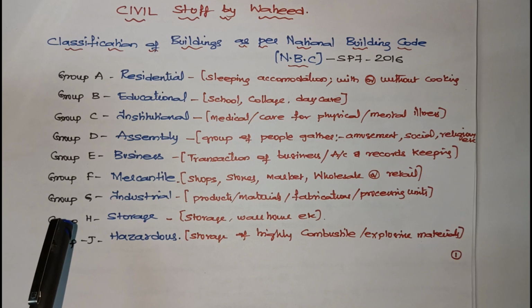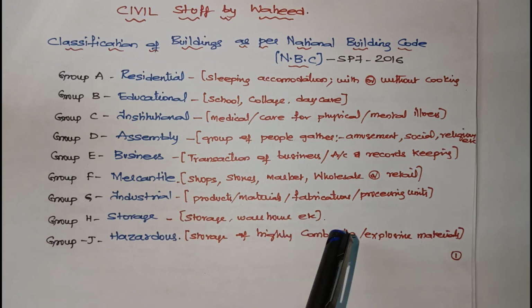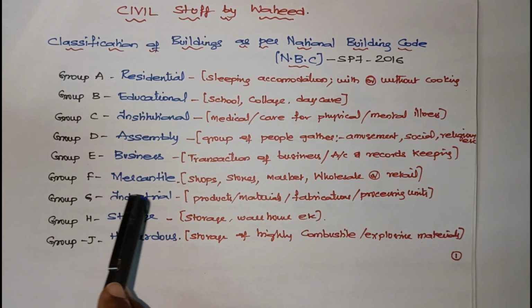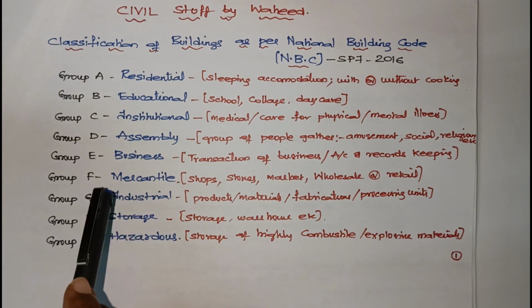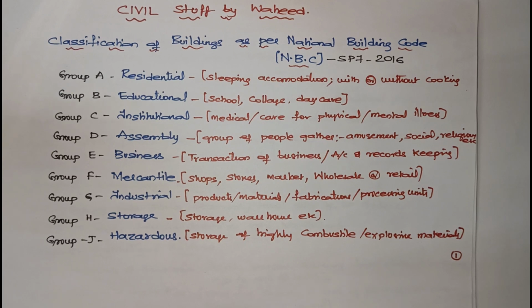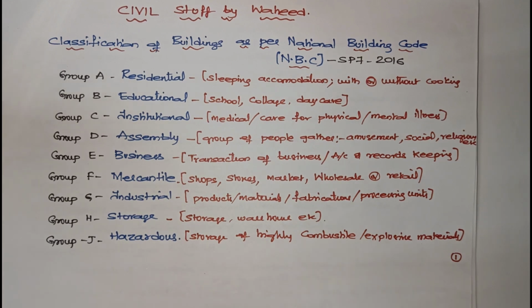And coming to group F, it is mercantile. Mercantile means stores, shops, markets, which may be wholesale or retail. And group G is industrial. Industrial here means processing units for any products or materials, and fabrication of steel structures, for example, and precast members will be fabricated like that. Those come under industrial buildings.